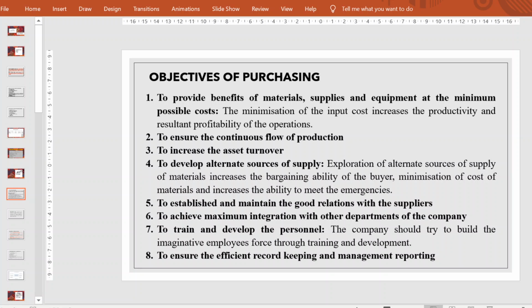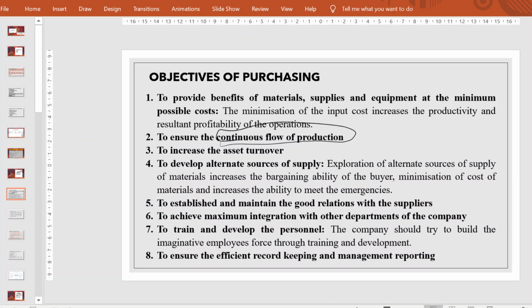Second one, to ensure continuous flow of production. Continuous flow of production is only possible if you are having a supply of raw materials, components and other tools and the good equipments which are getting repair and maintenance services on a regular basis, then only it is possible to have a continuous flow of production, which is again an objective of purchasing.